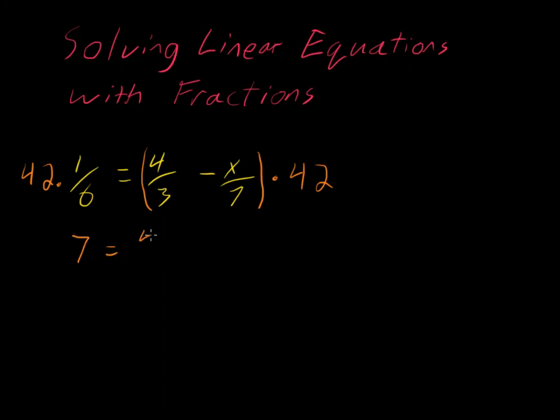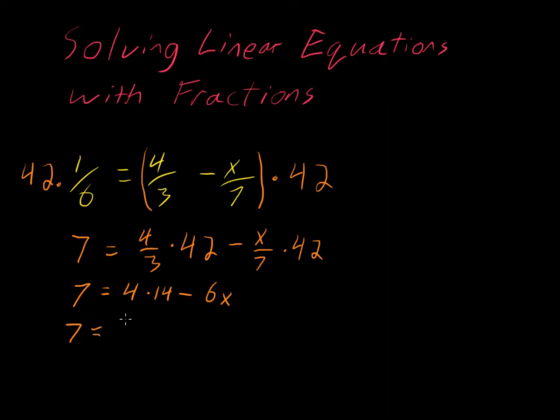The right-hand side, we'll have 4/3 times 42 minus x divided by 7 times 42. So multiply this 4/3 times 42. It's usually easier to simplify first before you multiply fractions together. 42 divided by 3 is going to be 14. So this will be 4 times 14 minus x divided by 7 times 42. 42 divided by 7 is just going to be 6. So this is minus 6x. If we multiply the 4 times 14, we get 56.